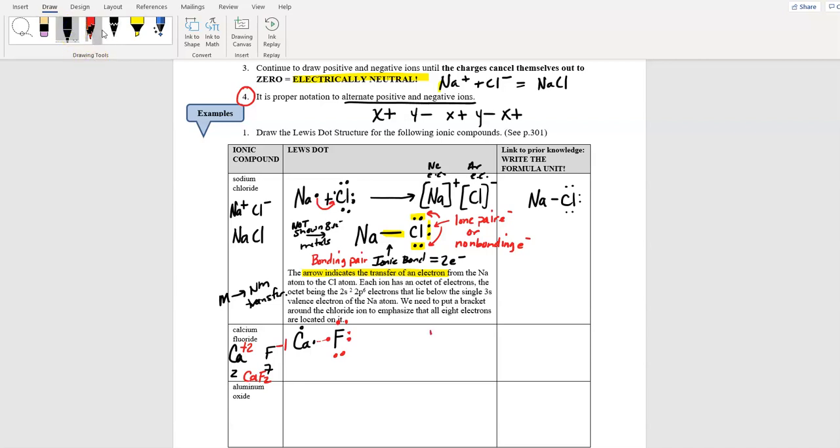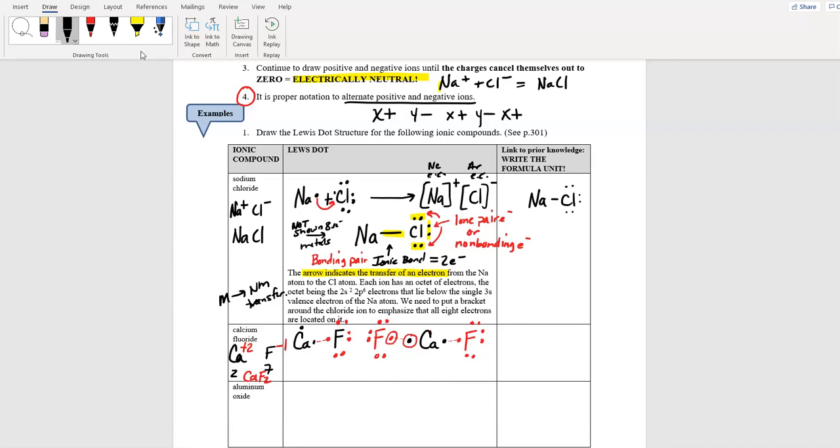So calcium has its 2 valence electrons, and we want to put them on opposite sides because we're going to alternate the fluorines. So 1, 2, 3, 4, 5, 6, 7. And then this fluorine, 1, 2, 3, 4, 5, 6, 7. So like I said, we want to leave these lonely electrons. They're going to come together to form a bond. When you form a bond, you have to have 1 electron from calcium, and you have to have 1 electron from fluorine. They have to give and take.